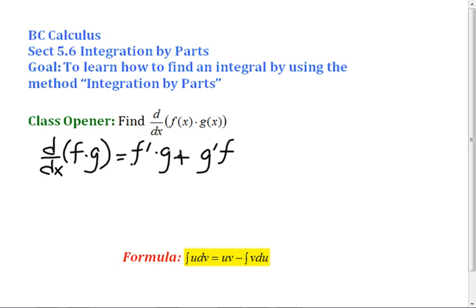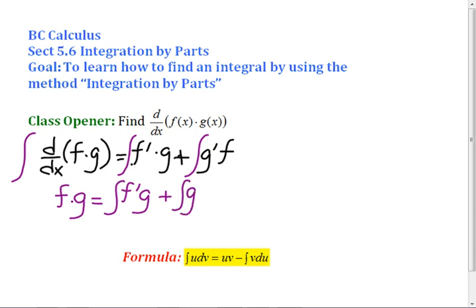And now, if I would like to get rid of this derivative on the left side, what could I do to get rid of that derivative? Integrate it. I know it doesn't look quite right, but that's okay. Okay, guys? Are you ready? What's the integral of the derivative of f times g? Eric, please put your phone away. It's f times g equals the integral of f prime times g plus the integral of g prime times f.